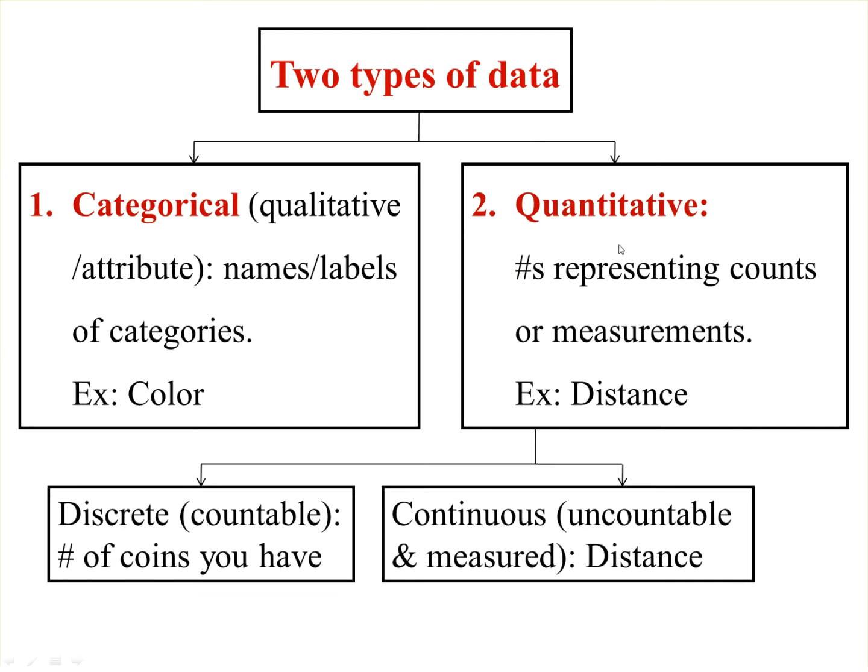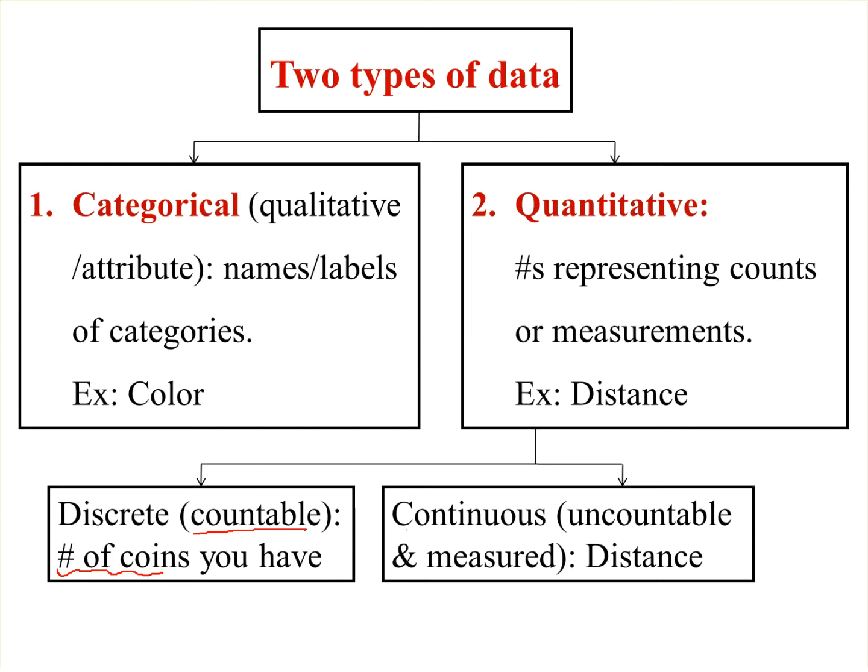For a quantitative variable, you can further categorize into two smaller categories. One is called discrete, the other is called continuous. For a discrete variable, if you can count using your fingers, then it must be discrete. Because your fingers are separated, they're discrete, right? So if you can count, it's got to be discrete. For instance, the number of coins in your pocket. You can count using your fingers how many coins you have.